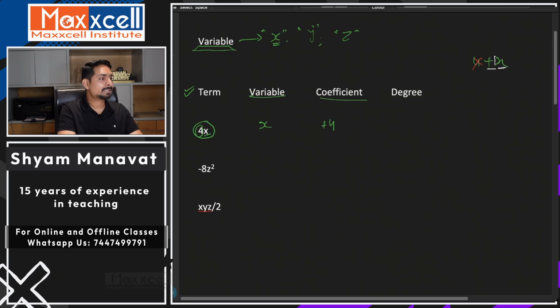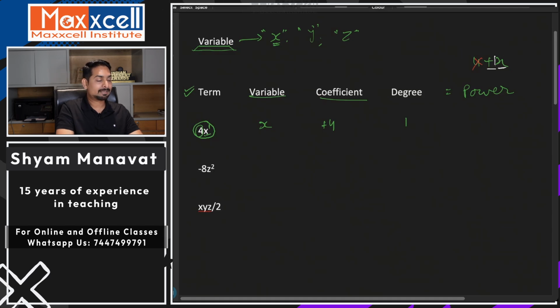All right, now degree. What is degree? Degree, or you can say order, that is the power. That is the power of the variable. So here the power of the variable is how much? 1. So what is the degree of this term? 1. I hope this part is clear.